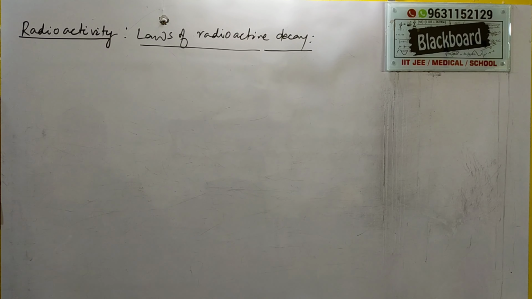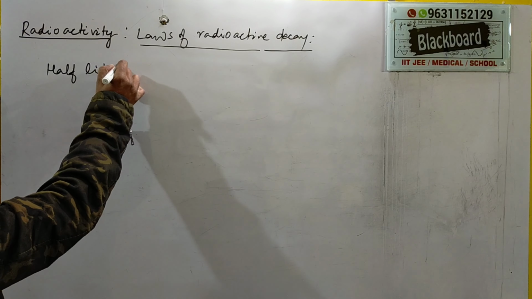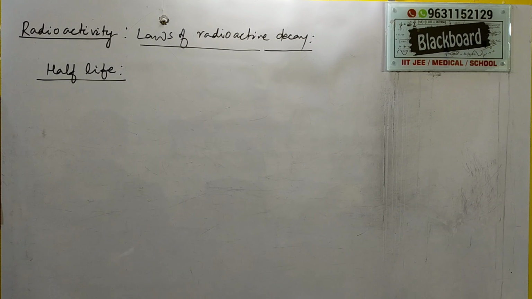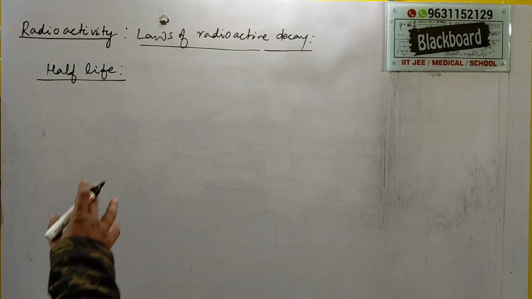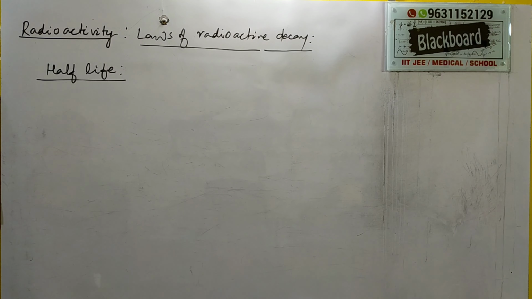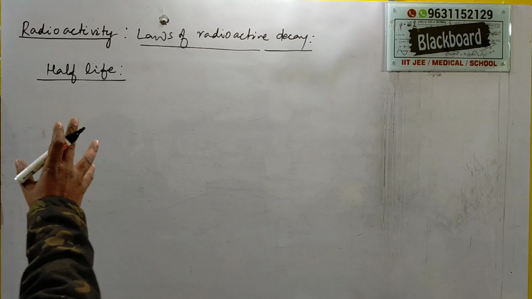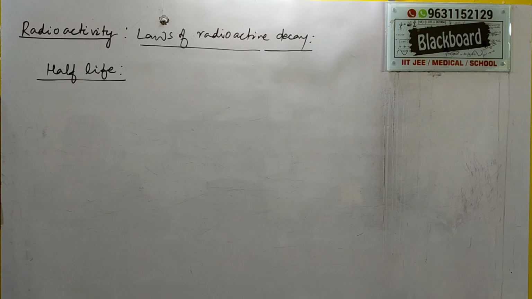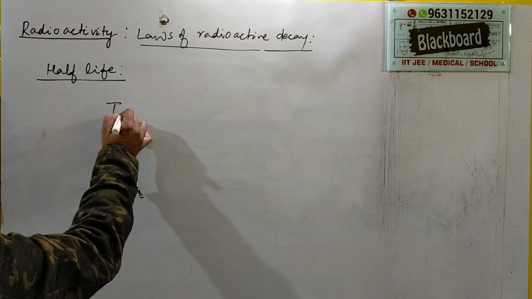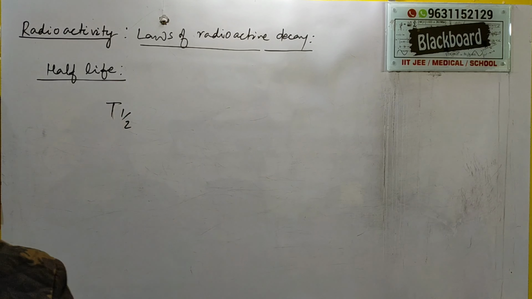What is half-life in radioactive decay? Half-life of a radioactive element is defined as the time during which half the number of atoms present initially in the sample of the element decay, or it is the time during which the number of atoms left undecayed in the sample is half the total number of atoms present initially. It is denoted by the symbol T 1 by 2. This is the symbol of half-life.